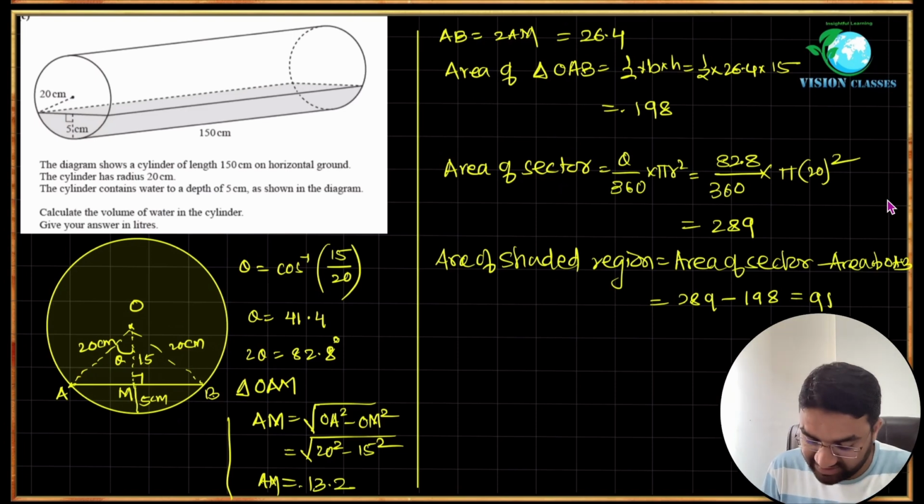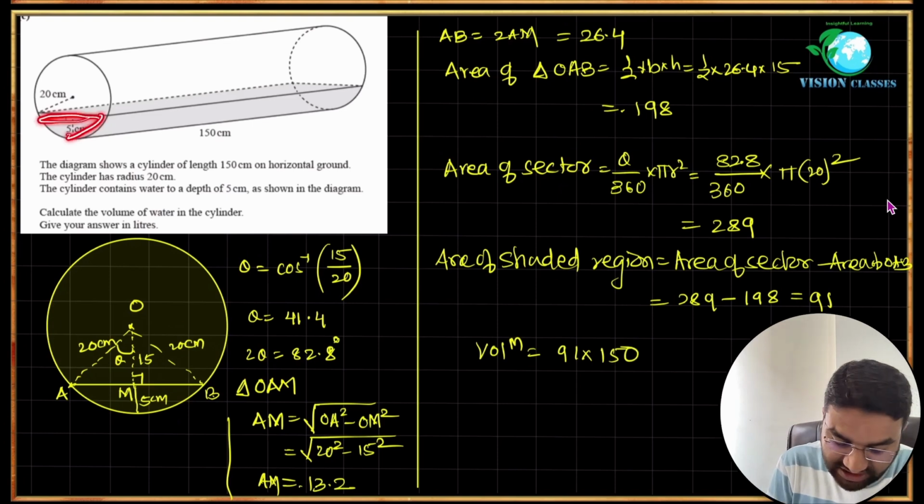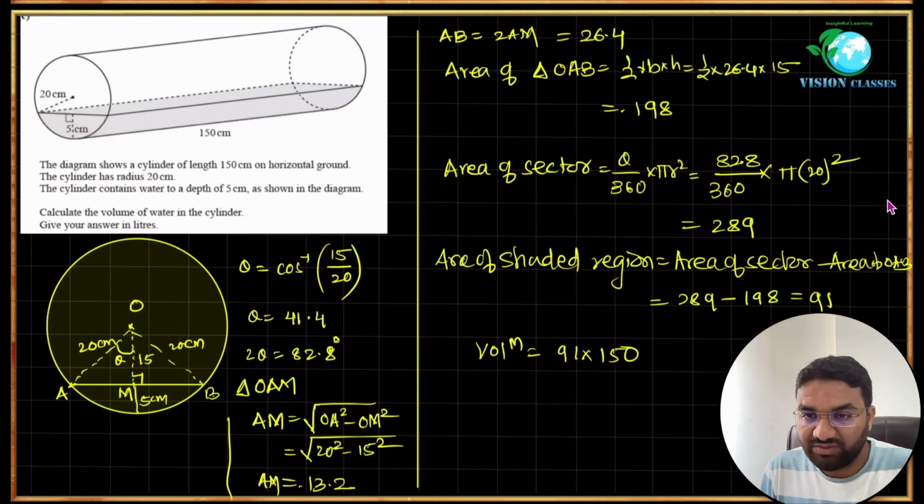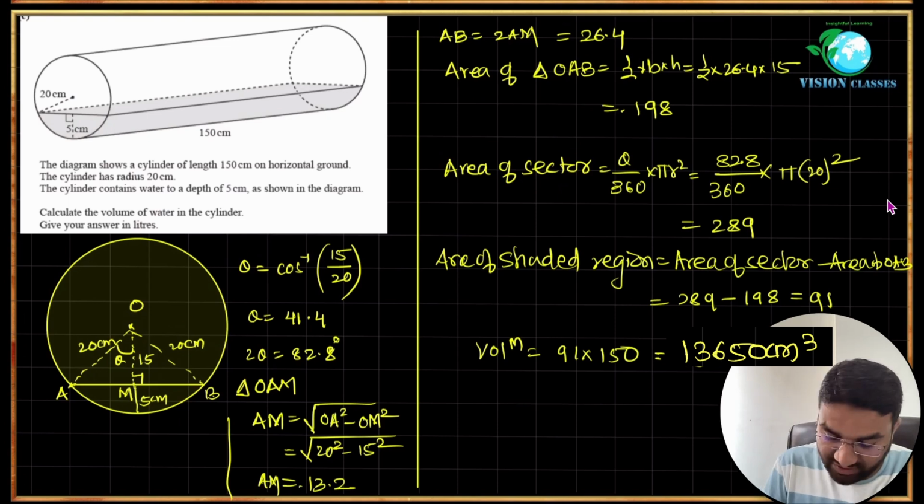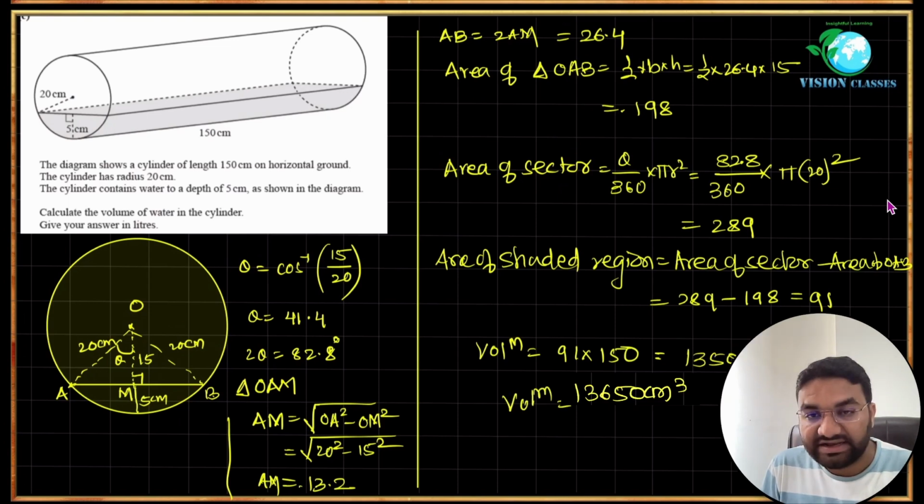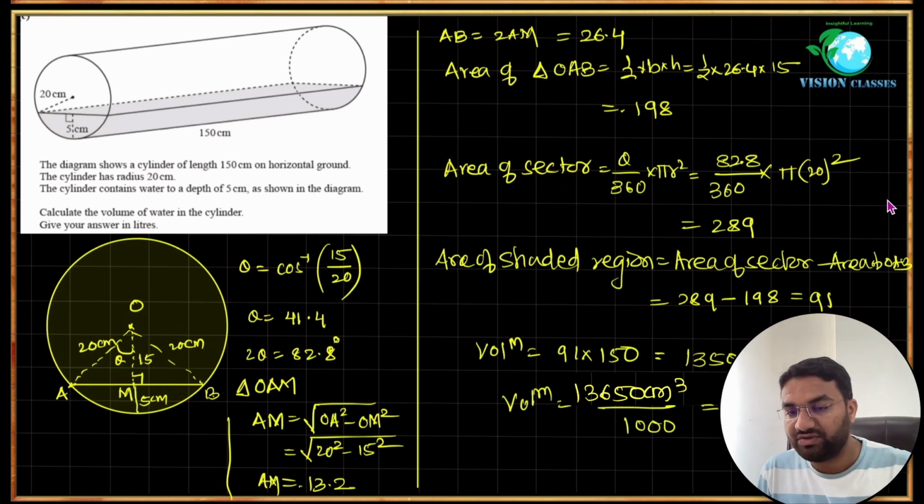Now the volume is easy. The volume is equal to the area of the shaded region, 91, times the length, which is 150. That will be equal to 13650 cubic centimeters. To get liters, divide by 1000. We will get 13.65 liters. So this is the answer.